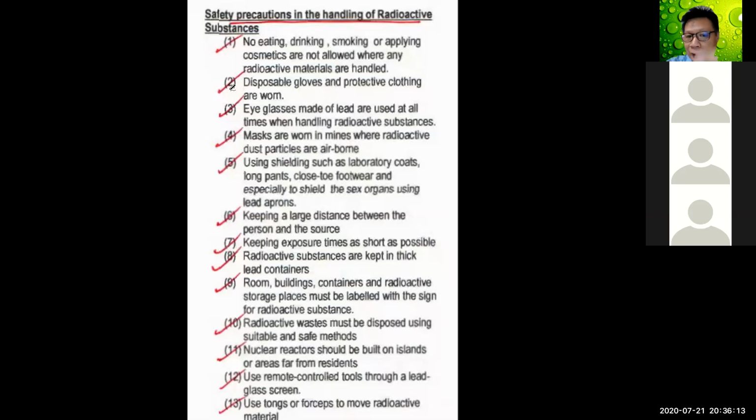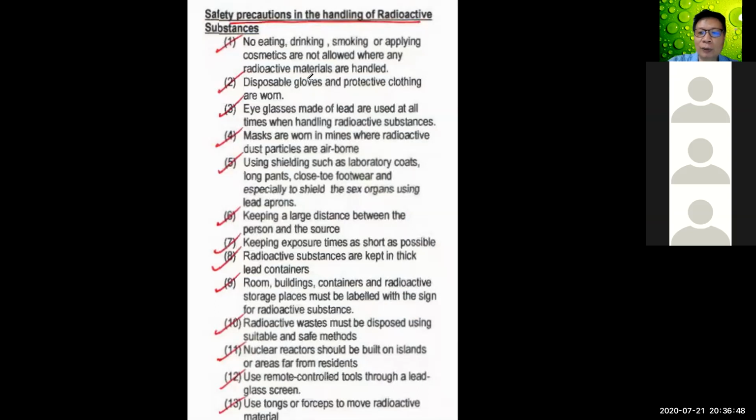This one for your essay writing, you must know: no eating, drinking, smoking, applying cosmetic allowed where radiation is handled. That means when you are doing radiation things, cannot eat, cannot drink because it goes inside your stomach. Smoking also cannot. Applying cosmetic also cannot. When you apply makeup it can go inside your body, go inside your skin. So remember, okay?